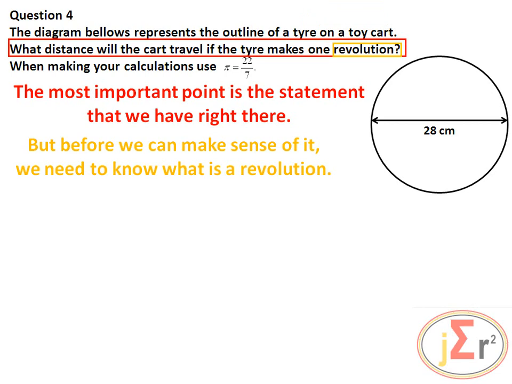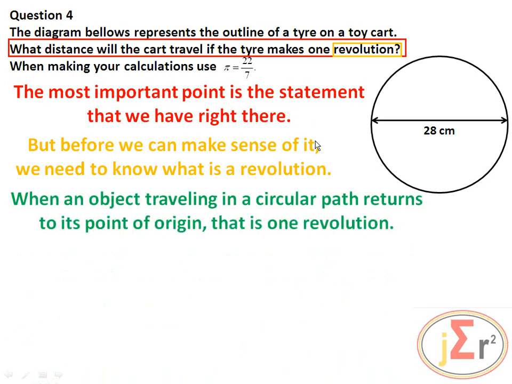Revolution, that's the word in the statement of the problem that we need to pay attention to immediately. When an object traveling in a circular path returns to its point of origin, that is 1 revolution, or we may say it has gone 1 revolution.